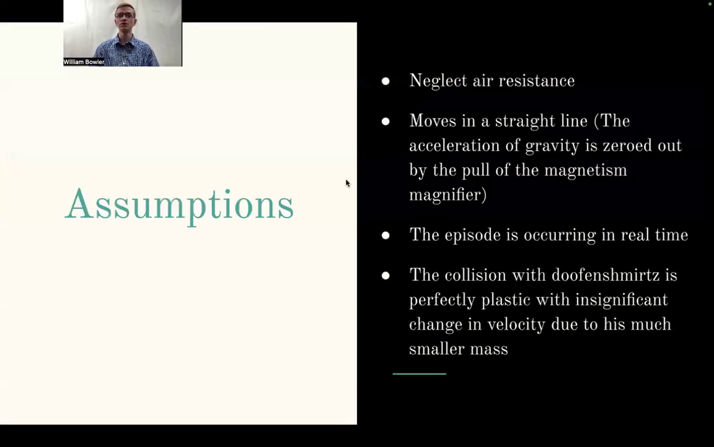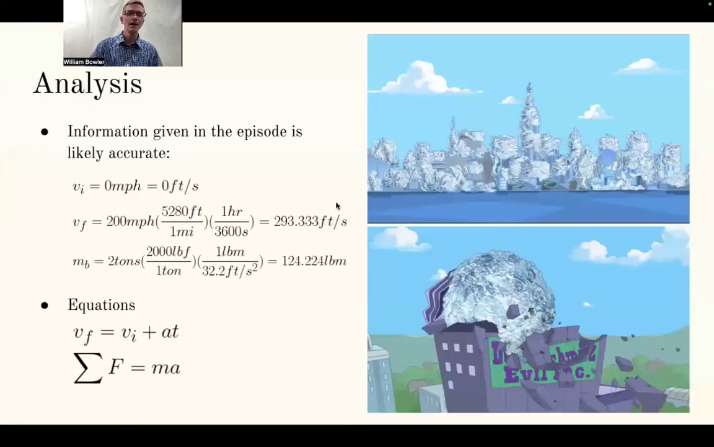We're going to assume it's traveling in a straight line, that gravity isn't really having an effect, especially since he has it directed at us in the video. We're also going to assume that the episode's occurring in real time so we can keep track of the time. You can look at these other assumptions later.